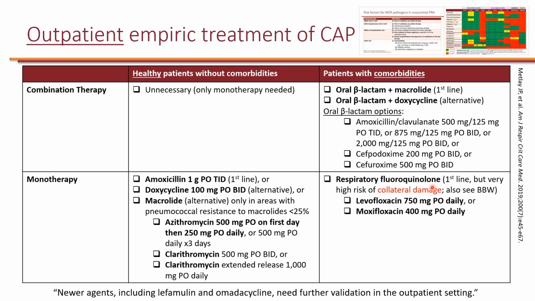Now, this is considered first line in the guideline, and it helps with efficacy and with compliance. However, keep in mind that respiratory fluoroquinolones have a high risk of collateral damage, and there are many adverse effects listed as black box warning. So ideally, a better option would be oral beta-lactam plus a macrolide as opposed to a single respiratory fluoroquinolone because of collateral damage and the adverse effects.